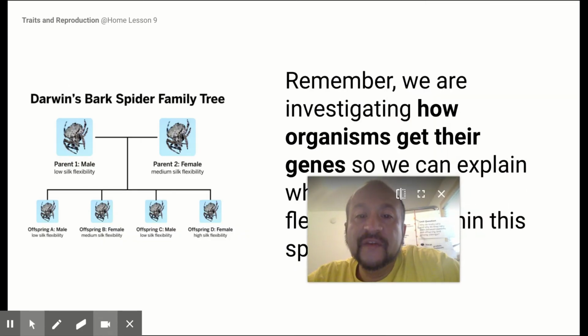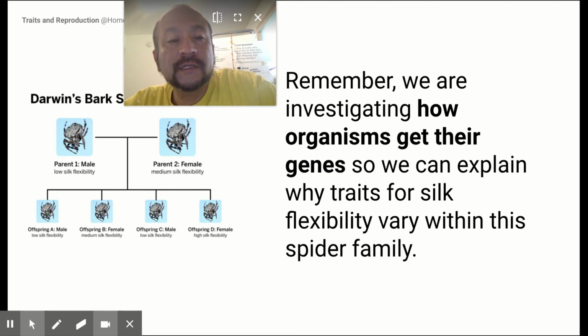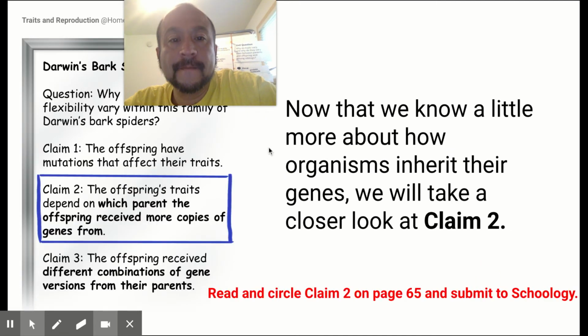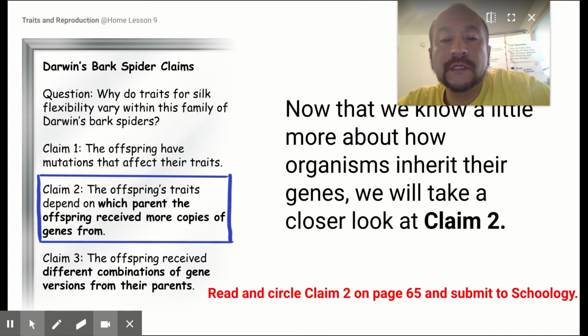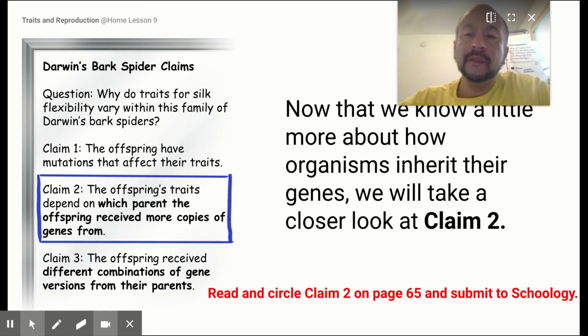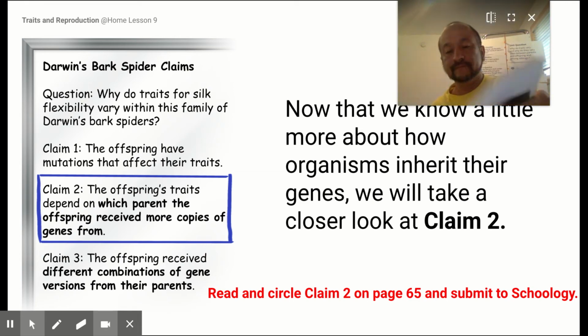Remember, we are investigating how organisms get their genes so we can help explain why traits for silk flexibility vary within the spider family. And now that we know a little more about how organisms inherit their genes, we're going to take a closer look at claim number 2, which reads, the offspring's traits depend on which parent the offspring received more copies of genes from. So I'm going to want you to do something very simple. Go to page 65 in the book.